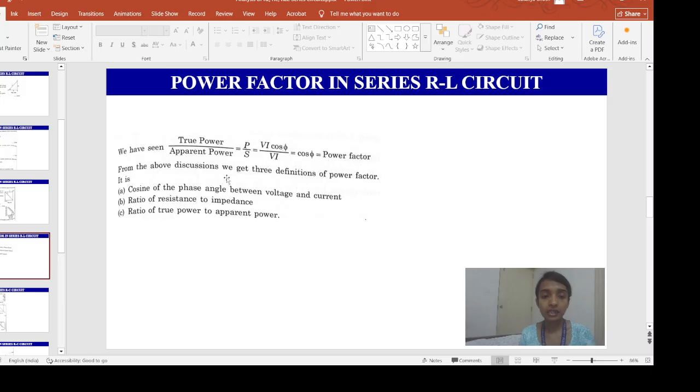So from here we get three definitions of power factor. It is the cosine of the phase angle between the voltage and the current. Then, the ratio of the resistance to impedance. We have seen the relation cos phi equals R by Z, right? And another definition of power factor is the ratio of true power to the apparent power.